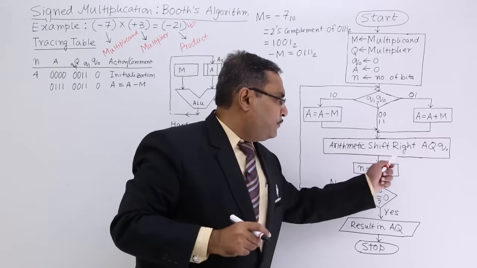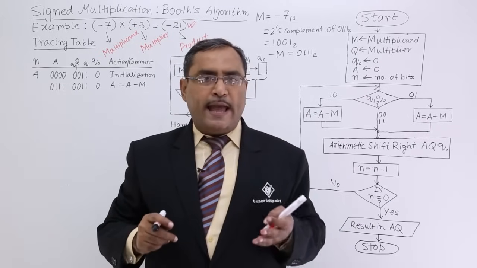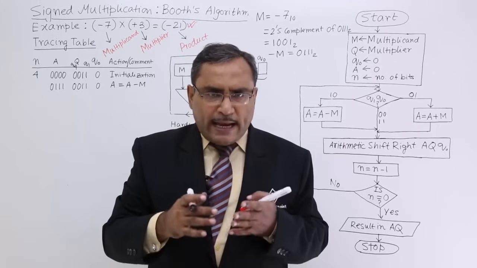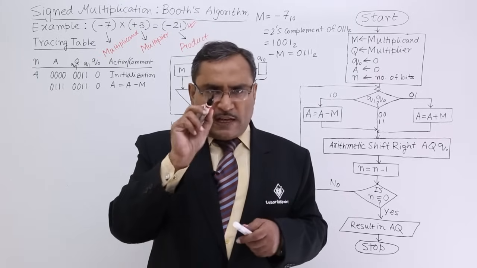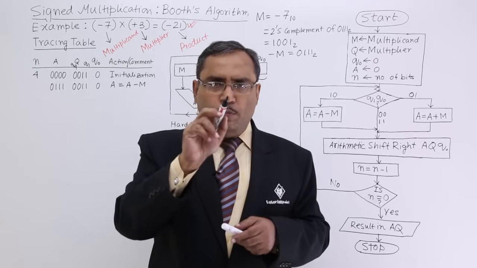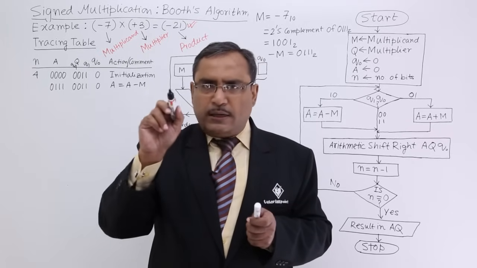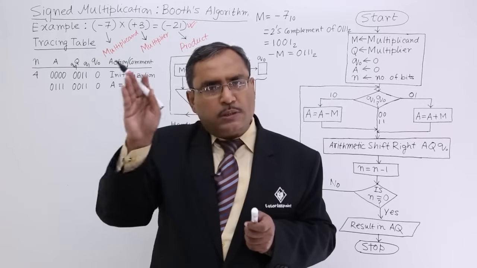Now arithmetic shift right AQQ0. In my earlier videos I have discussed arithmetic shift right. What is arithmetic shift right? The first bit, that is the MSB, the sign bit, will be restored, and along with the sign bit, the rest of the magnitude bits will be shifted towards the right-hand side.